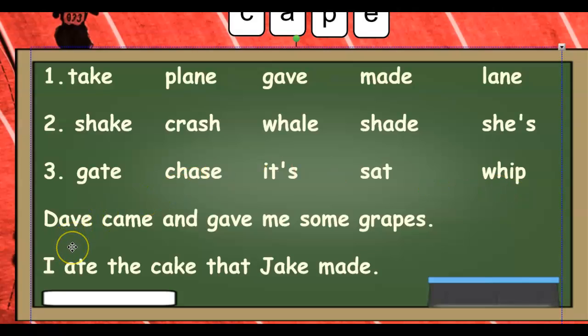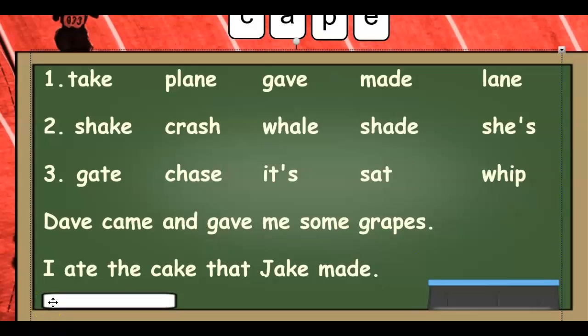Last, let's read these sentences together. Dave came and gave me some grapes. Dave came and gave me some grapes. Now let's read our next sentence. I ate the cake that Jake made. I ate the cake that Jake made.